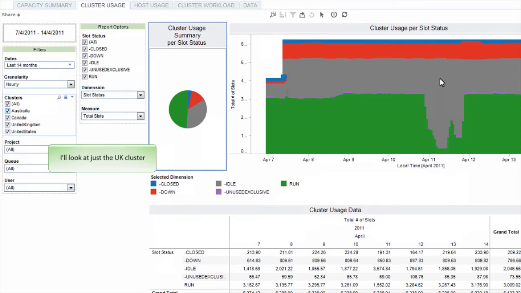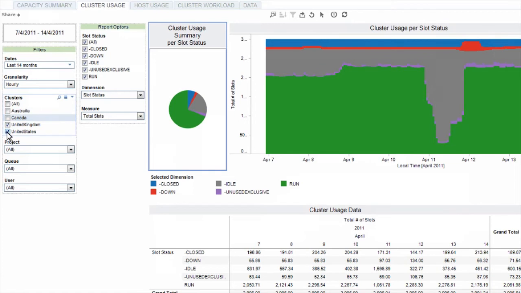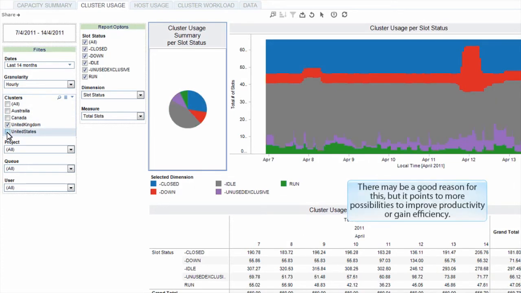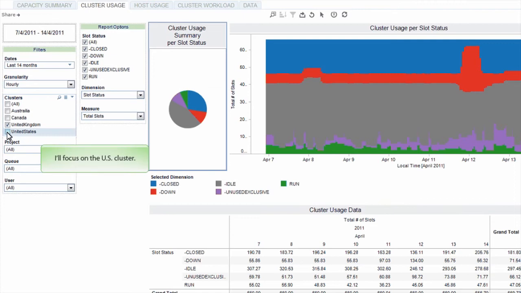Let's look at just the UK cluster. We also have a significant percentage of our hosts that are either closed, idle, or down. There may be a good reason for this, but it points to more possibilities to improve productivity. Now I'll focus on just the US cluster.